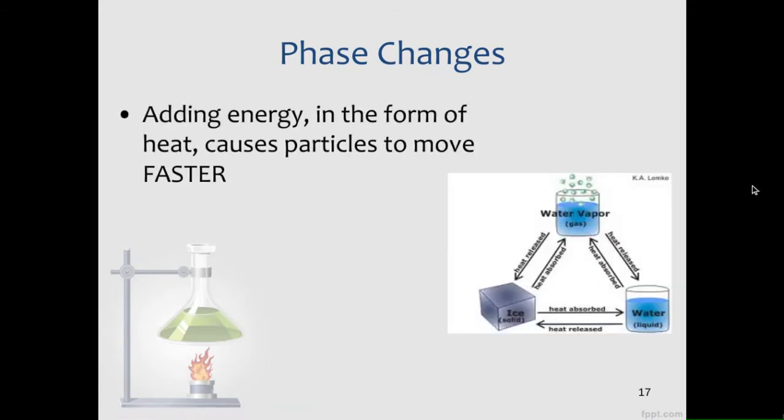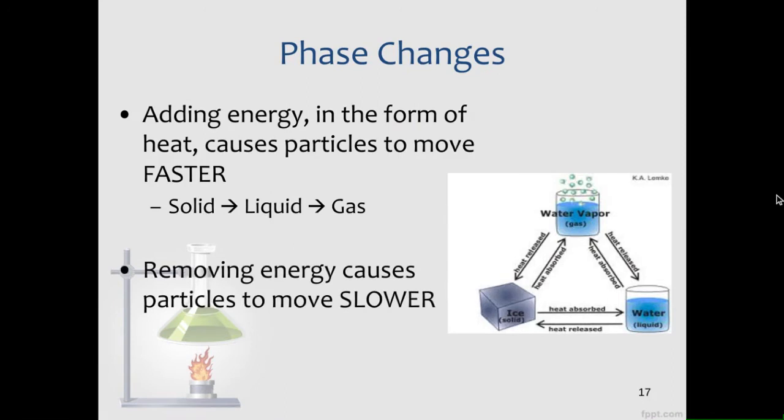Phase changes occur when we add energy in the form of heat, and it causes particles to move faster. For instance, if we start with a solid cube of ice and add some energy to it, it becomes a liquid. We add even more energy to it, it becomes a gas or water vapor. Removing energy causes those particles to move slower, and as they slow down, they start to clump together. So we go from a gas to a liquid to a solid.